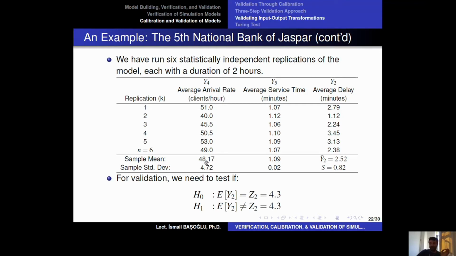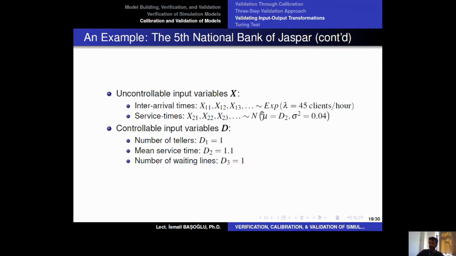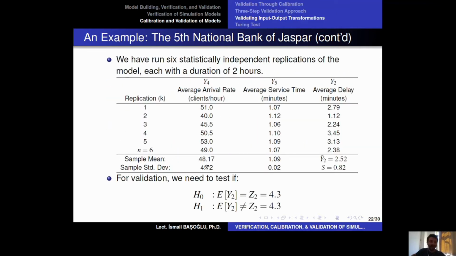Without needing a formal hypothesis test, I can say that the actual input variable, the rate parameter 45, would be inside the 95% confidence interval developed for the average arrival rate. And therefore, I will say that most probably the input model that I have developed for the inter-arrival process is correct. Similarly, I can collect average service times, and it is going to be 1.09 on the average for 6 replications with a sample standard deviation of 0.02.